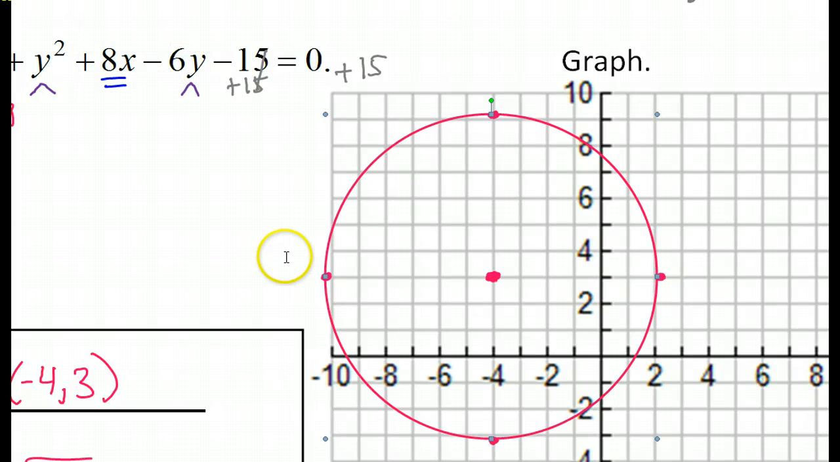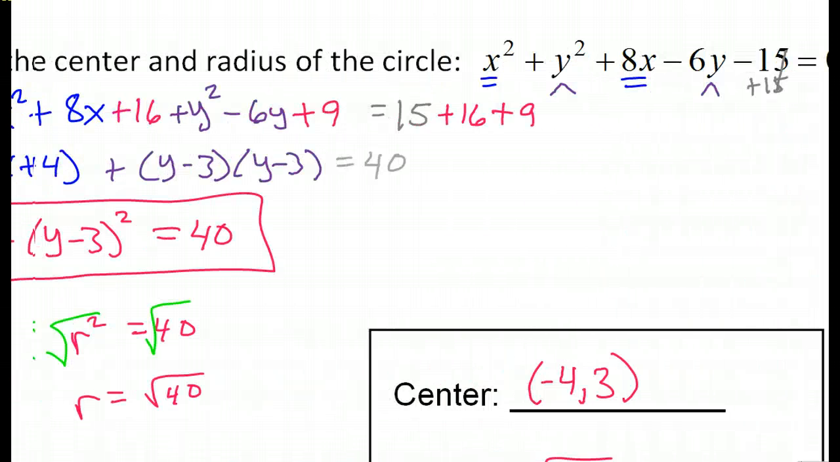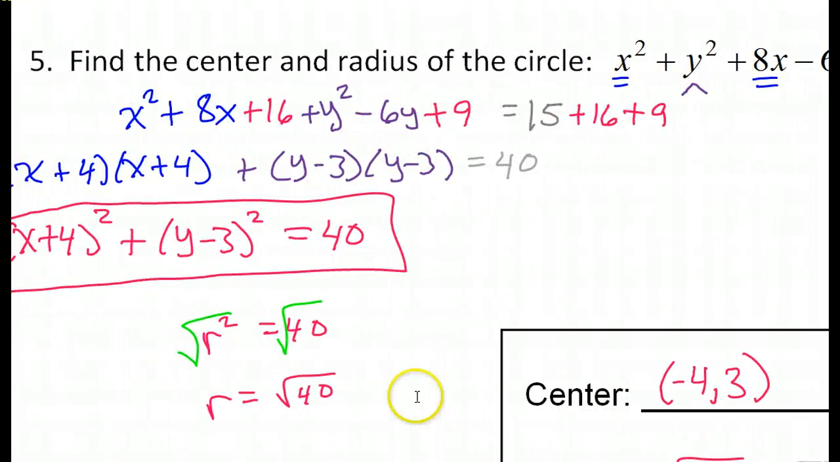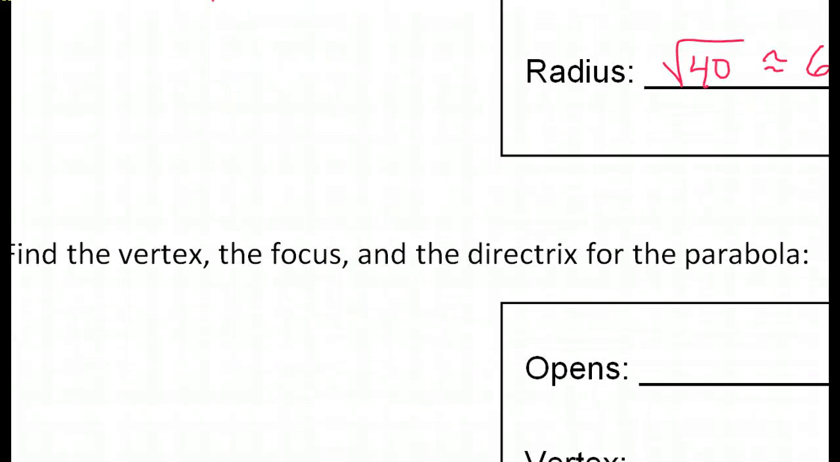Okay, so there's my circle. And I guess that's it, actually. We're done. So that was number 5. Good times. Okay, number 6.